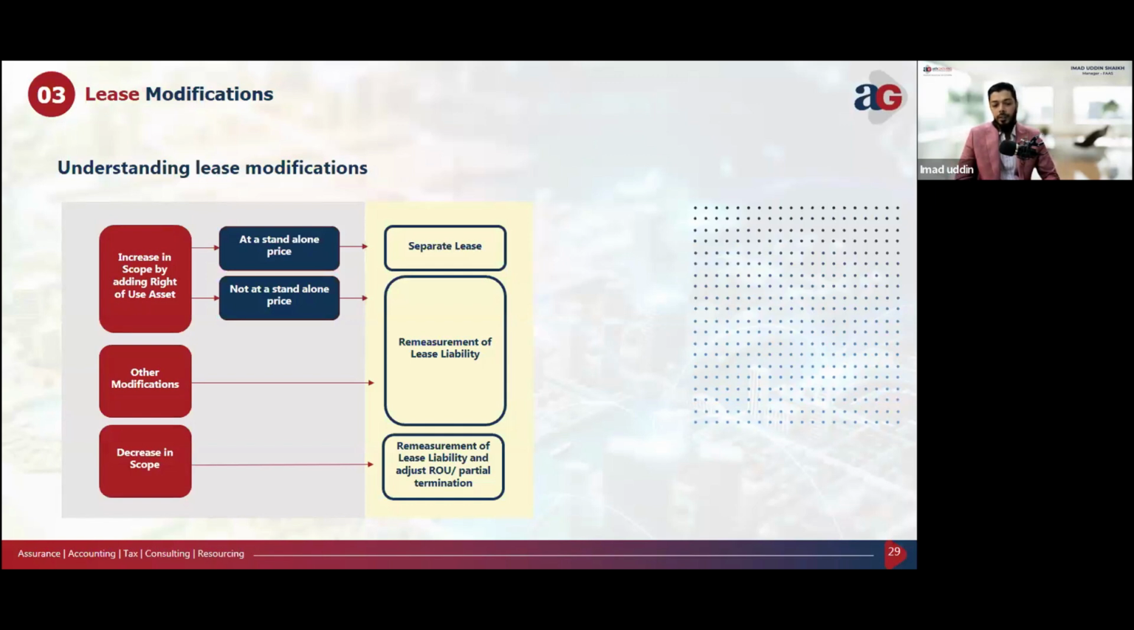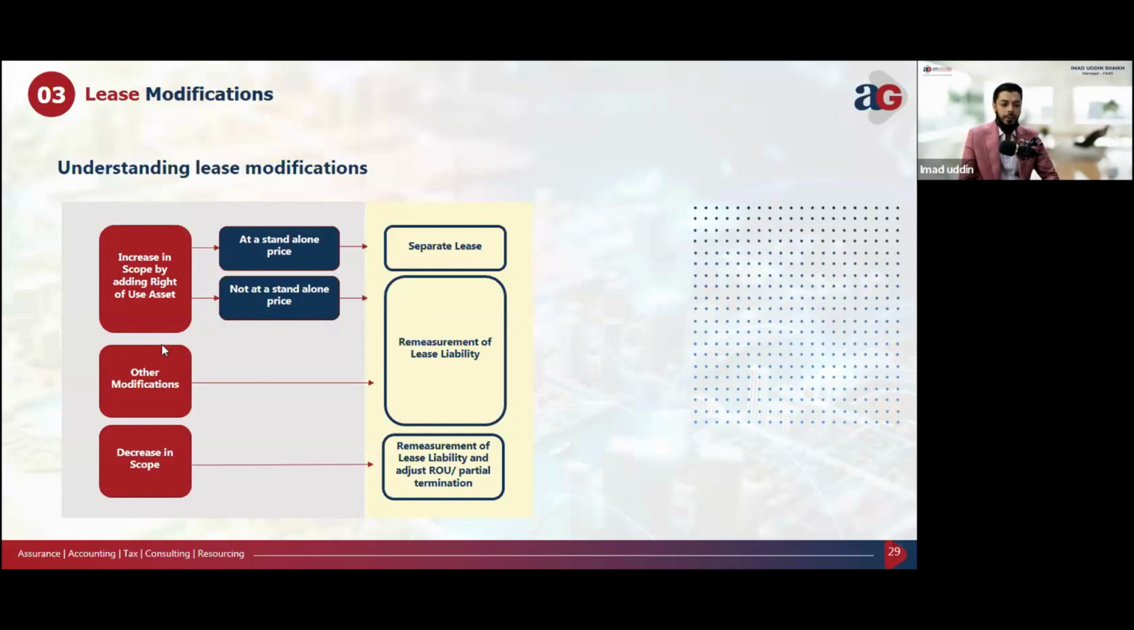If the increase in scope is such that an asset is added to your agreement, for example, previously you were renting 800 square feet. Now you're leasing 1,000 square feet, which means you have increased your asset by 25%. And if it's at a standalone price, then we would have to account for that 200 additional square feet as a separate lease. So that's the one kind of modification where we have an increase in scope, and the lease payment increase is proportionate to the increase in the surface area or the amount of assets that has been added. So in that case, it would be accounted for as a separate lease.